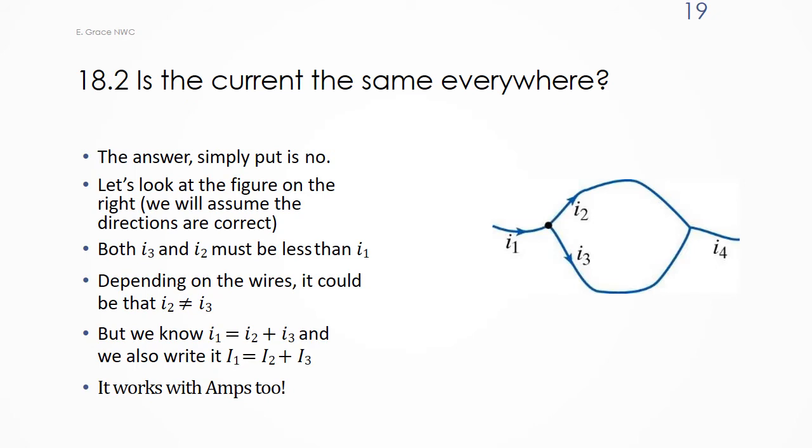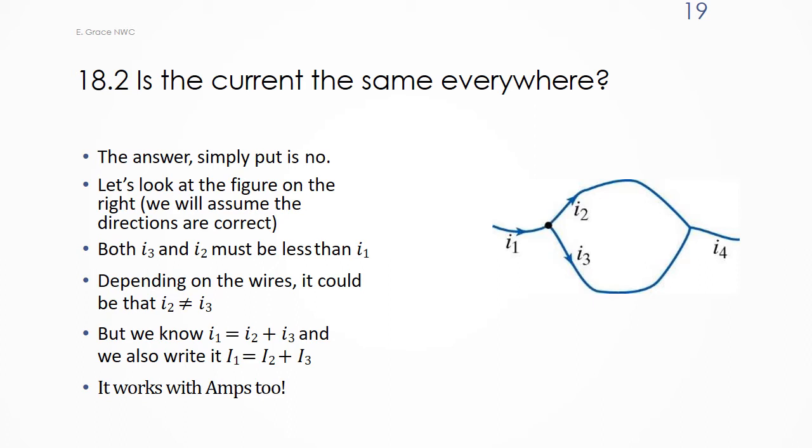So we know that current must exist everywhere within a wire, but is it the same everywhere? And the answer is no. And let's figure out why this is the case. So we're going to look at this figure here, and we're going to assume that the directions of current are correct. If you ever get a negative answer for a current conservation problem, it simply means that you've assumed the wrong direction. It's actually flowing the opposite direction.